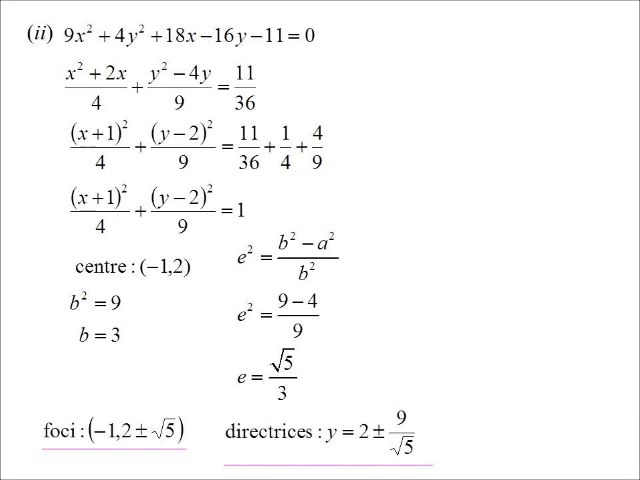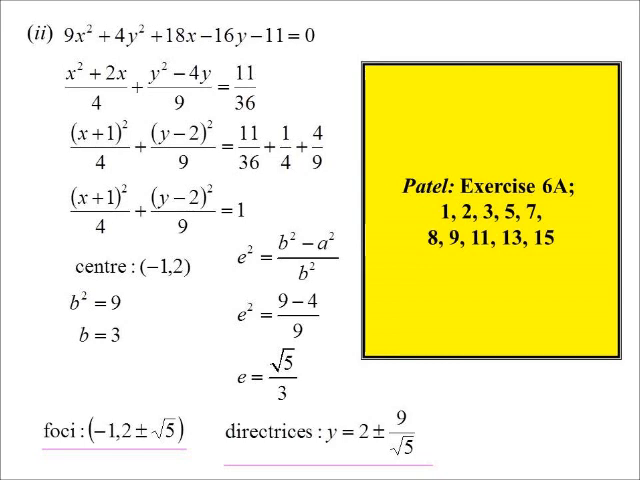So we could work out our foci now, but remember it's shifted. So instead of just being b times e, we've shifted, what was it, up 2 and across 1. So it would be minus 1, 2 plus or minus root 5. The directrices would have been plus or minus 9 on root 5, but again we've shifted everything up 2. So it'll be 2 plus or minus.